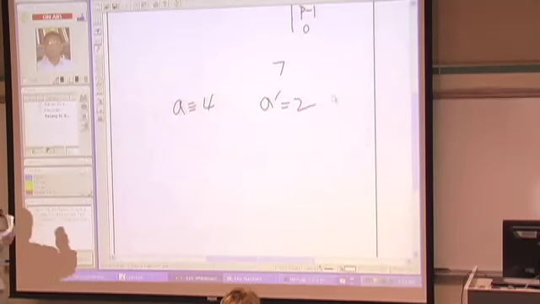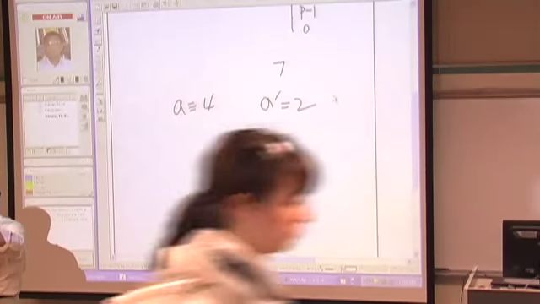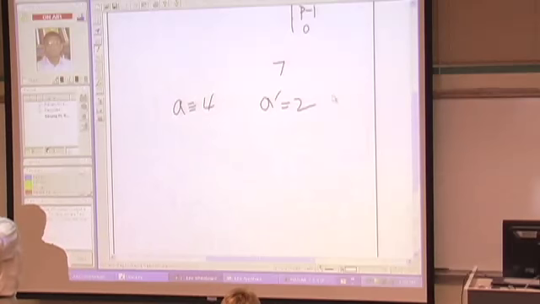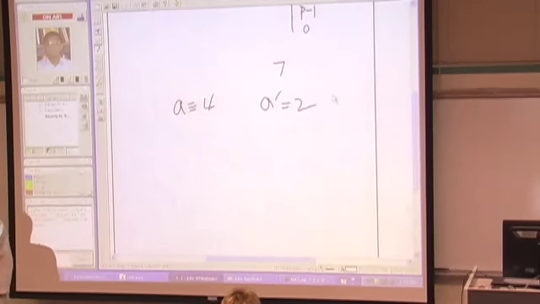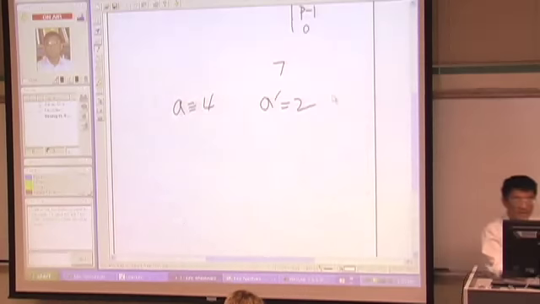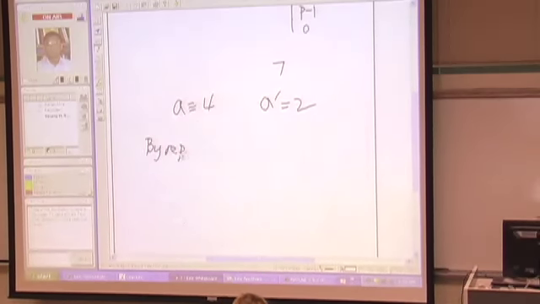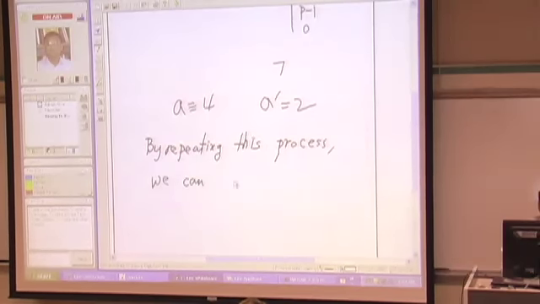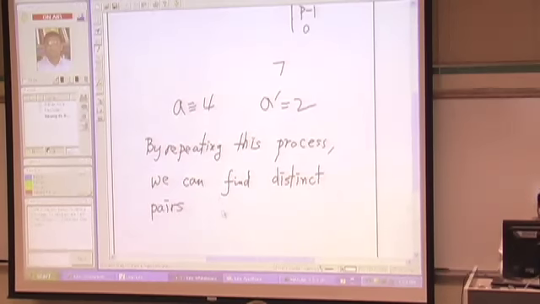So what you do is, considering the set, and then reducing the size of the set each time, right, by 2, right? Then we can eventually handle all the numbers. And there is no repetition, no redundancy. So this is done. So by repeating this process, we can find distinct pairs satisfying A A prime is congruent to 1.